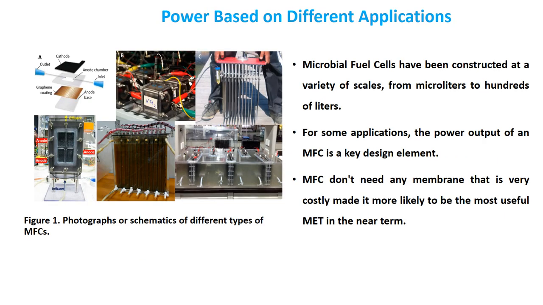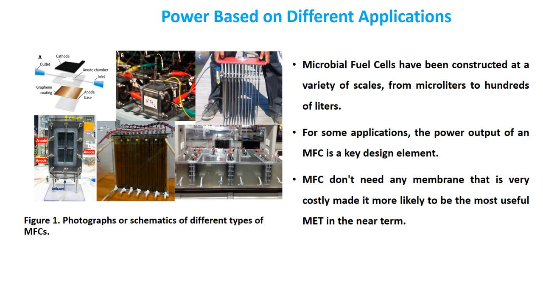For power production based on different applications, from Figure 1, we can see different sizes of microbial fuel cells based on power production. These are photographs or schematics of different types of microbial fuel cells. Figure A, microbial fuel cell. Its anode volume is 25 microliters.